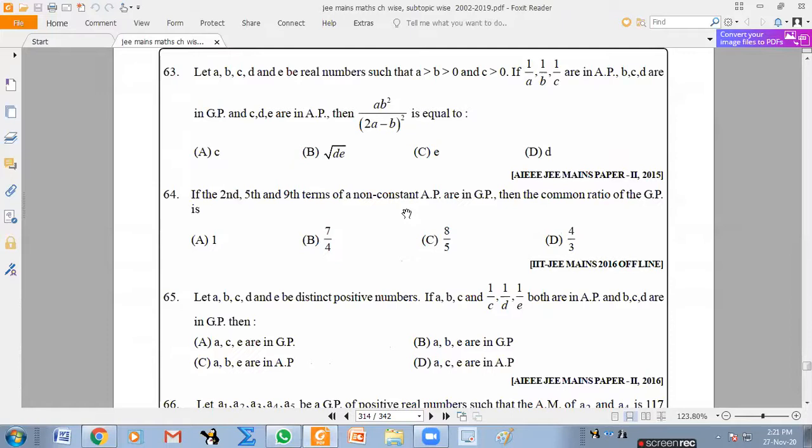63. Is this the same question that we discussed recently in the advanced material? Yes, sir. So we discussed this and they gave this in 2015. Okay, so you can refer to the solution in advanced material. Recently we discussed. Up to 65, anything else?